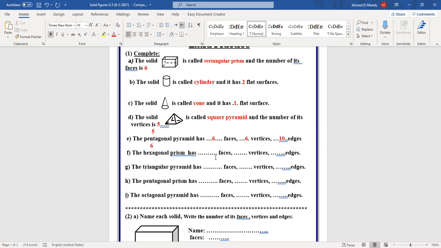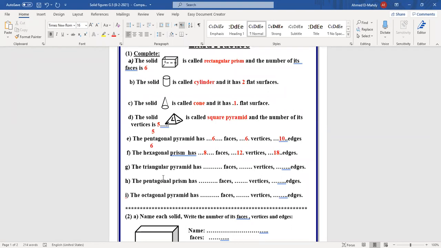Plus 2. Good. 6 plus 2 equals 8. And to find the number of vertices, multiply by 2. 6 multiply by 2, 12. And to find the number of edges, multiply by 3. 6 multiply by 3 equals 18. Thank you. Okay.